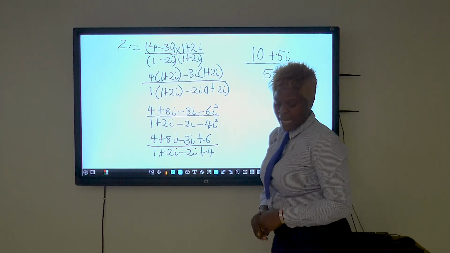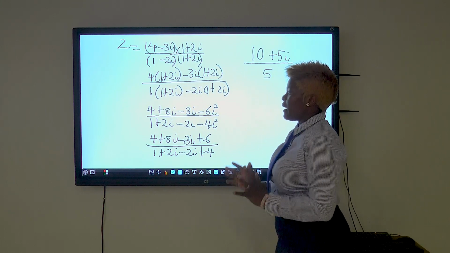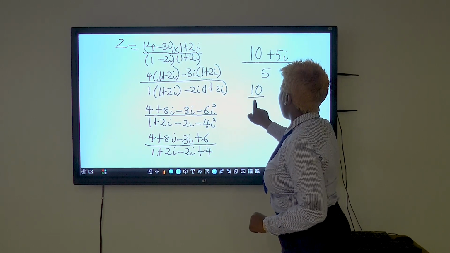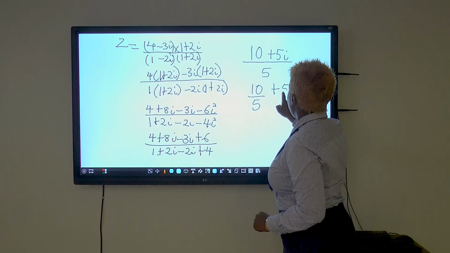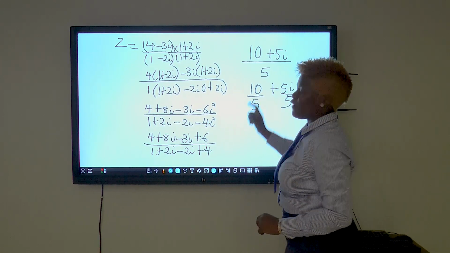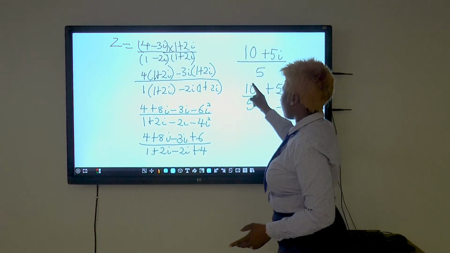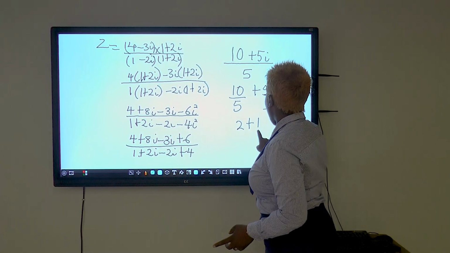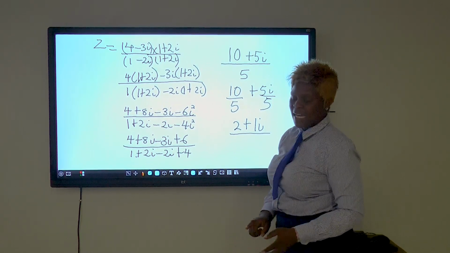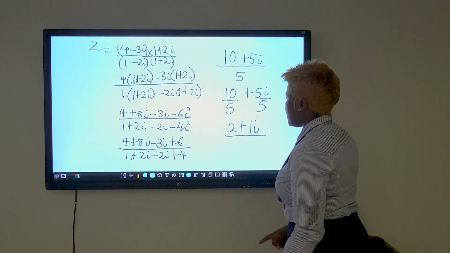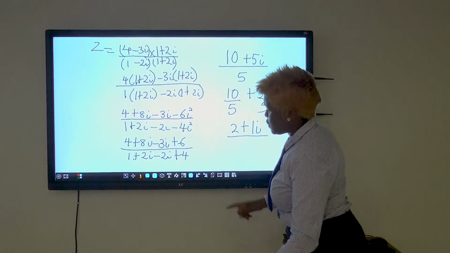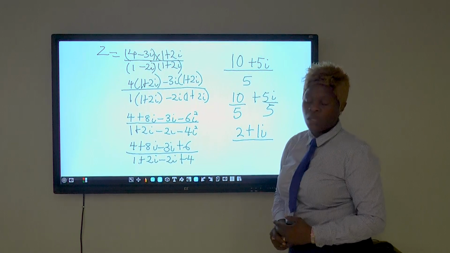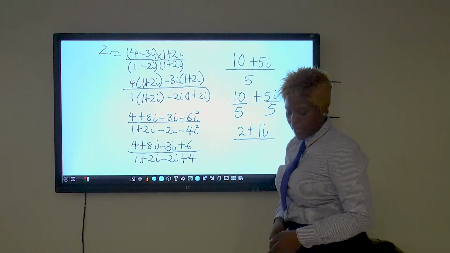But our question asked us to leave it in the form a plus bi. So we write it in this form: 10 over 5 plus 5i over 5. We can further simplify this by dividing 5 into 10, we get 2, plus 5 into 5i, we get 1i. So we have answered the question and left it in the form they asked for. For the second part, we were supposed to find the modulus and argument of z, which we are going to do in our next lesson.